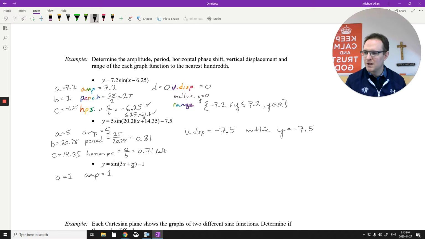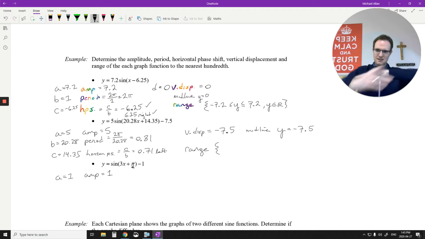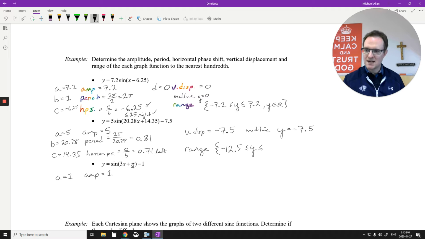Okay, my range is based on my midline. So here's my x-axis, and my midline's down here now. It's going to go 5 up from there and 5 down from there. So negative 7.5 minus 5 is going to be my min point, and my max point is going to be negative 7.5 plus the 5, or negative 2.5. There we go.